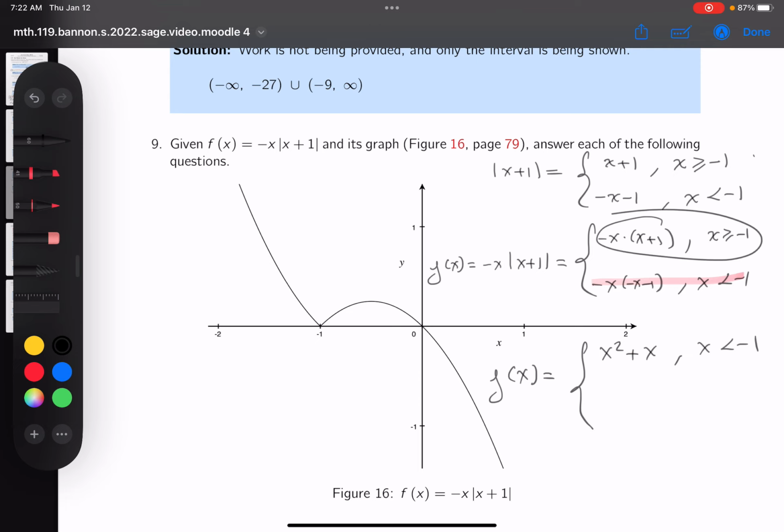Then I'm going to write this down next. What do I get there? Minus x squared minus x, provided x is greater than or equal to -1. I'm going to say that's the answer to A.